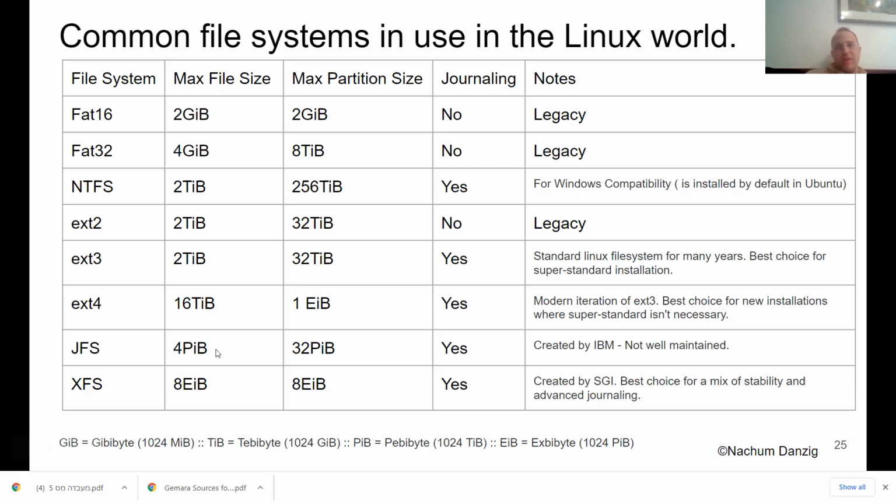I don't care. But in any case, you see that there are different sizes of a single disk. Here you have ext4, which allows you 1 exabyte, which is quite large.